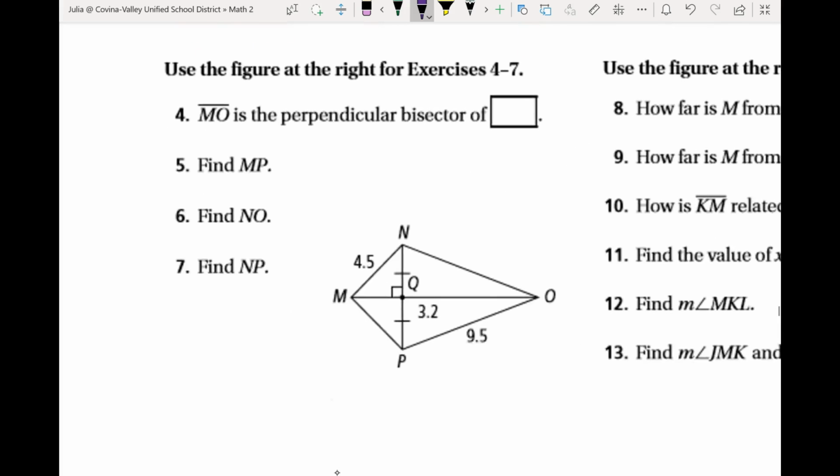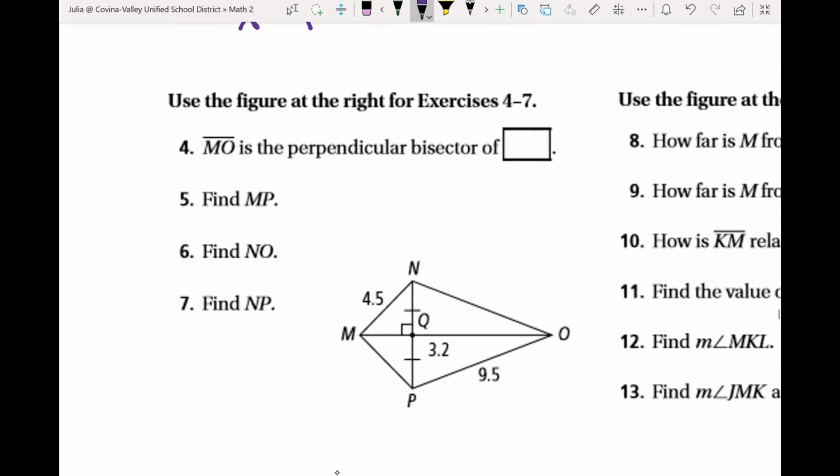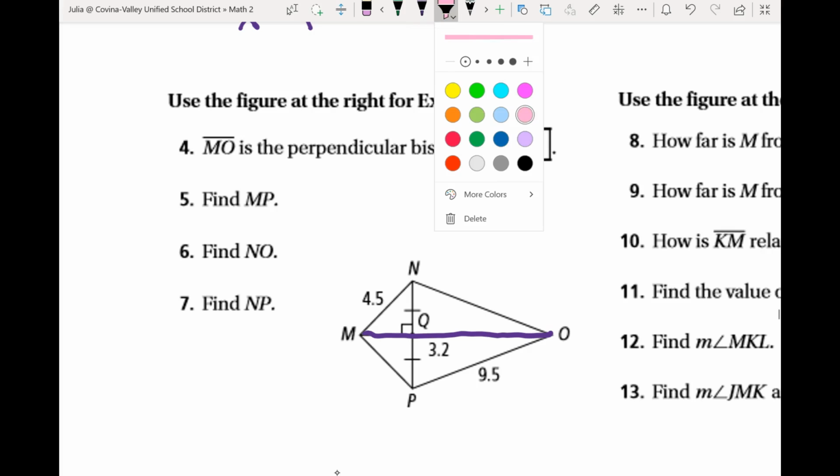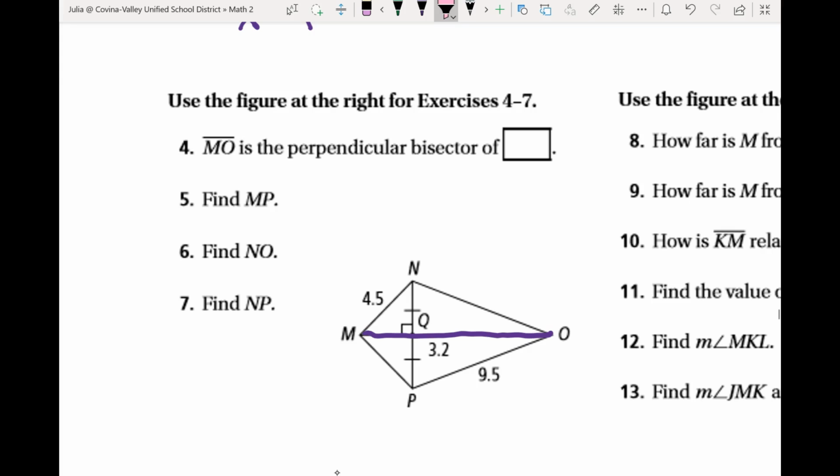All right, number 4. Look at this example right here. MO. This segment is the perpendicular bisector of what segment? What segment got cut in half? What is MO going right down the middle of? Which segment? PN or NP? Yep, however you want to say it. So it's the bisector of PN. Goes right up the middle. Because of that, we know that everything is either bisected going that direction or that it's equidistant to the endpoint.